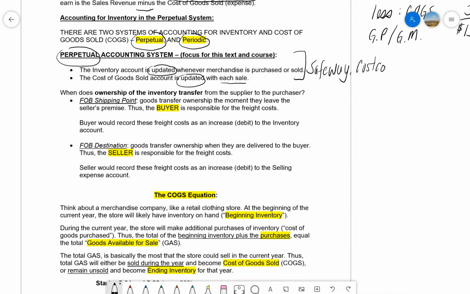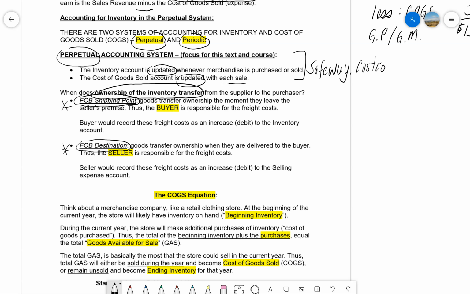Now, when it comes to the purchase of inventory, when does ownership of the inventory transfer? If you think about a situation where, let's say, a company is based in Vancouver, British Columbia, and they buy inventory from a supplier in Calgary, Alberta, when that inventory is shipped from Calgary to Vancouver, when does ownership transfer? And that's when we get to these terms, freight on board shipping point, and also freight on board destination. This determines when the inventory ownership transfers and also indicates who pays for the freight cost.